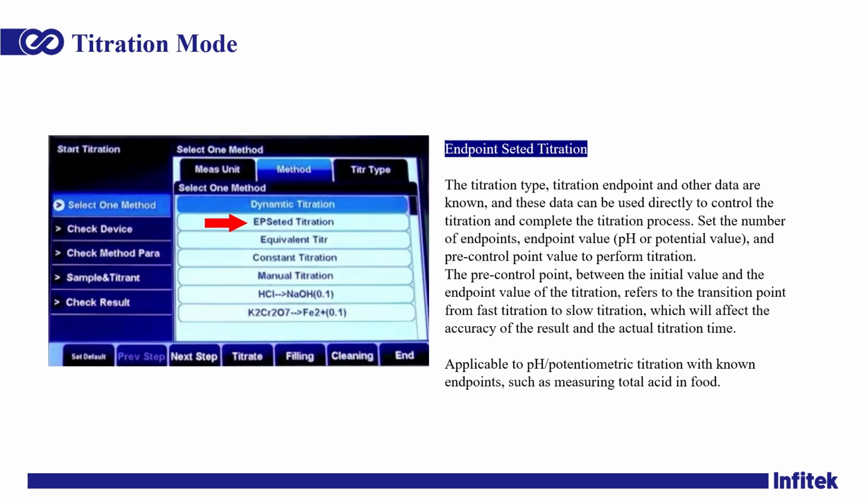The pre-control point, between the initial value and the endpoint value of the titration, refers to the transition point from fast titration to slow titration, which will affect the accuracy of the result and the actual titration time. This mode is applicable to pH, potentiometric titration with known endpoints, such as measuring total acid in food.